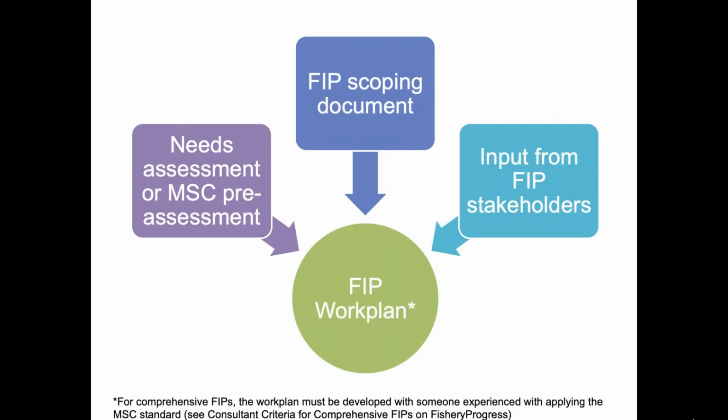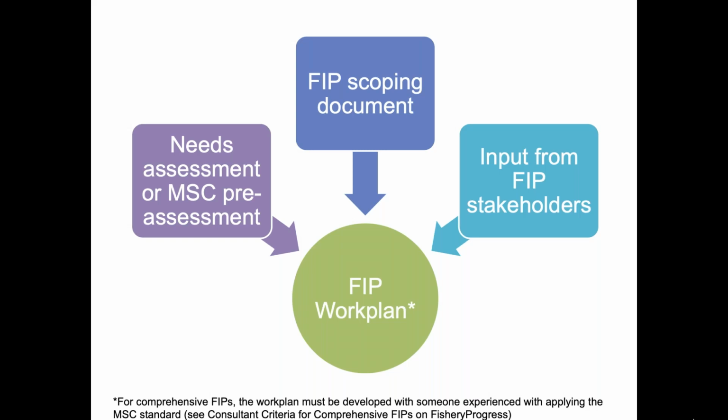So just in taking a look at how FIP work plans are developed, we generally think about three categories of information that are important when developing a FIP work plan. So the first is using a needs assessment if you're a basic FIP, or an MSC pre-assessment if you're a comprehensive FIP, which will lay out what the deficiencies are in the fishery that need to be addressed. The FIP scoping document outlines the strategies that the fishery might undertake to implement improvements. And so the scoping document is typically not meant to be a prescriptive document, but something that's used with stakeholders to share potential ideas around what the FIP could focus on in terms of action.